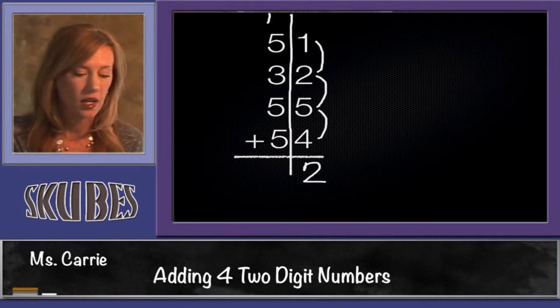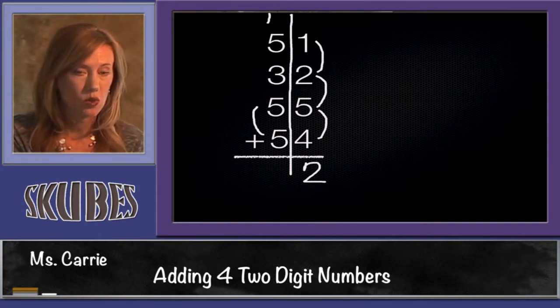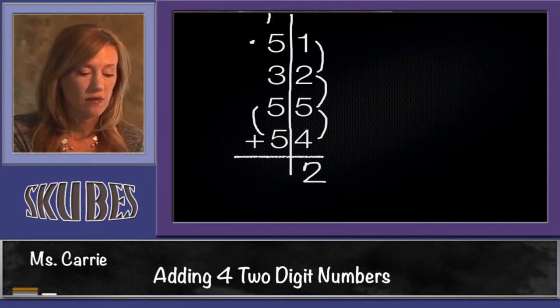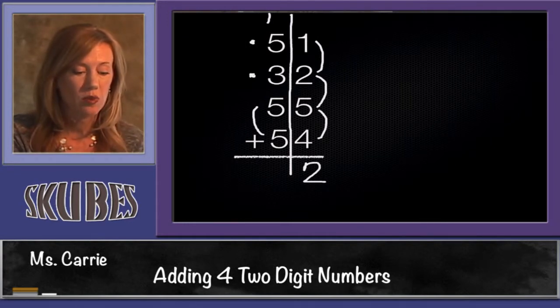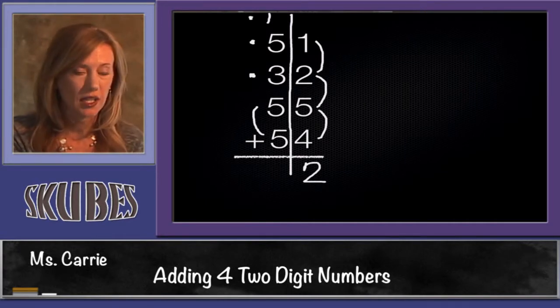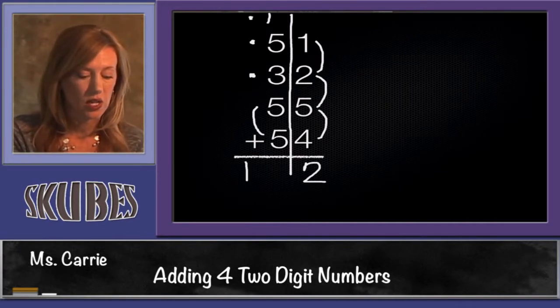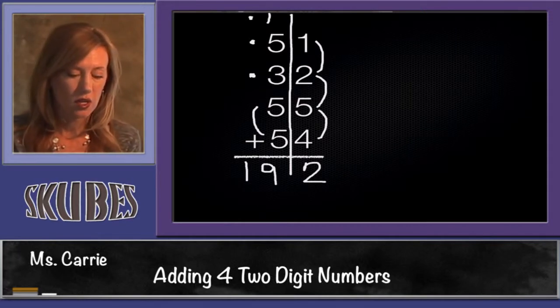This is the 10 side. 5 plus 5 is 10. I'm going to jump up to this 5 because it's also a big number. Plus this 5 is 15. Plus 3 more is 18. Plus 1 more is 19. Our answer is 192. Let's look at another problem.